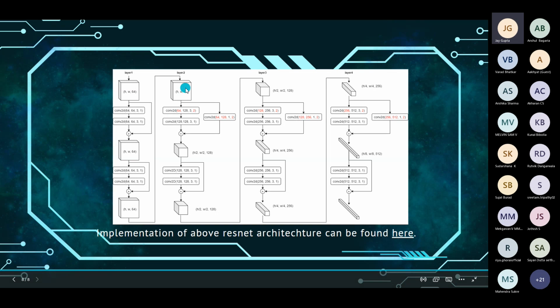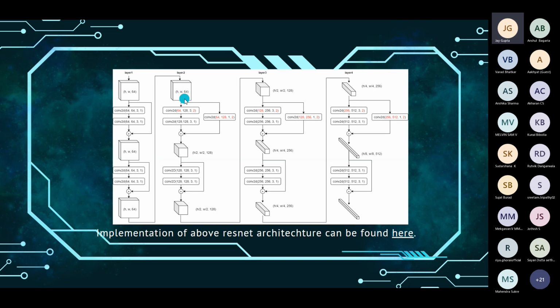So now again, the number of input channels is 64 and the number of output channels is 128, with a kernel size of 3, and we are using a stride of 2 here. So why are we using a stride of 2? Because we are increasing the number of channels, so we are decreasing the height and width by 2, to keep the number of operations low.